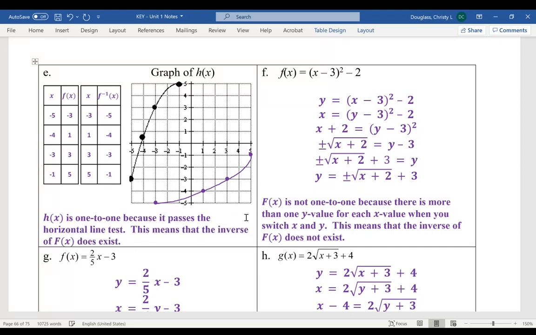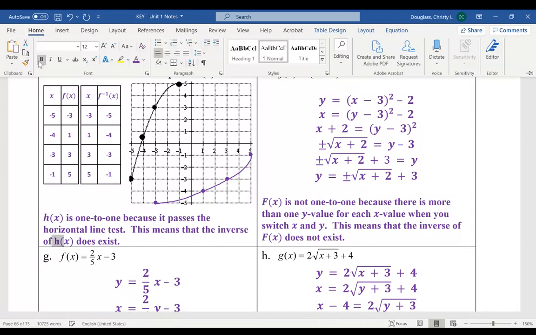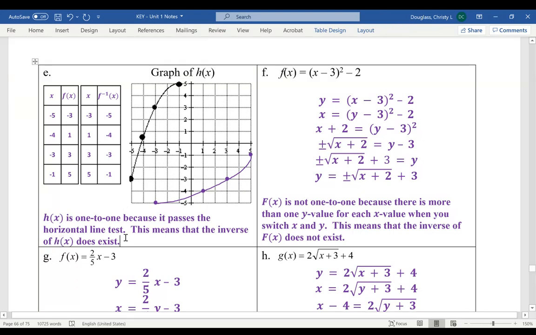Horizontal. Remember, every function passes the vertical line test, but because this passes the horizontal line test, that means the inverse does exist, and I have found it as well. So let's call it h of x, like it's supposed to be. Let me fix it. I'm so used to functions being called f of x, but they are clearly not always so.